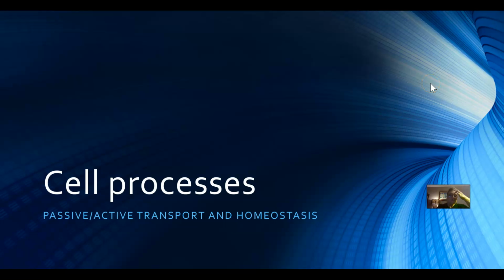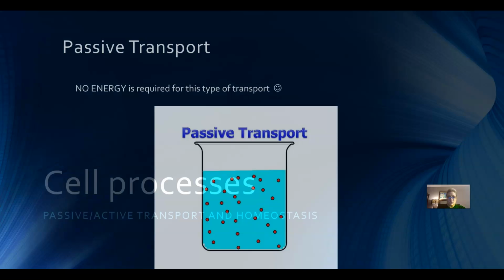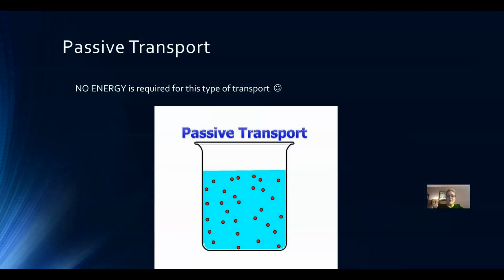Hi friends, in AP Bio, it is time to take a look at cell processes and all that good active passive transport stuff. Real quick, real short overview for you. So let's get started. All right, we're going to start off with passive transport.